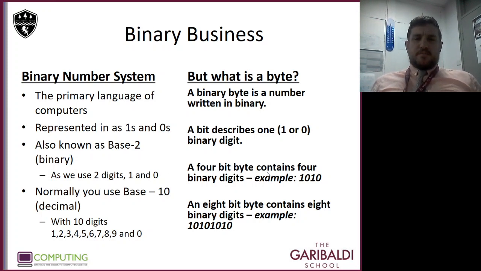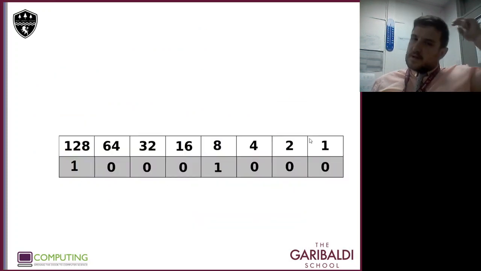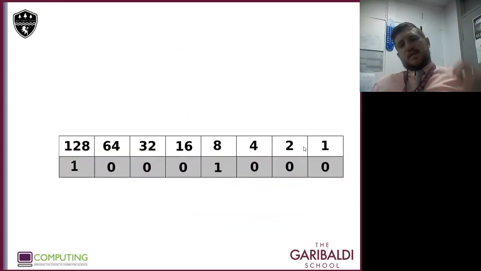If we have a 4-bit byte, that means our binary number will have 4 characters. If we have an 8-bit byte, that means our binary number will have 8 characters. Now let's just go through some examples here.